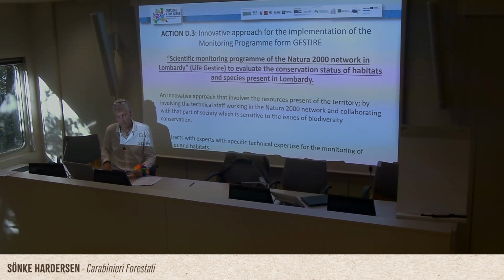This action is addressed especially to Rete Natura, habitats and Natura 2000. It follows an innovative approach that involves the resources that we can find in the territory. But how? By involving the technical staff working in the Natura 2000 network and collaborating with that part of society which is sensitive to the issues of biodiversity conservation. That's why it is so innovative.